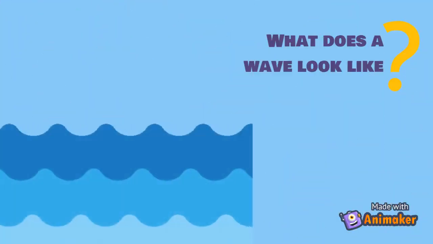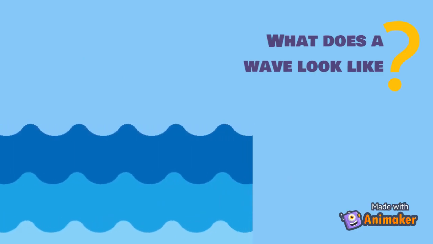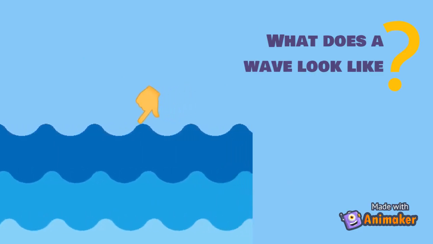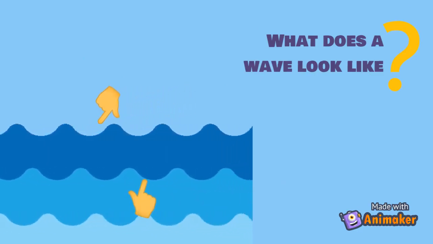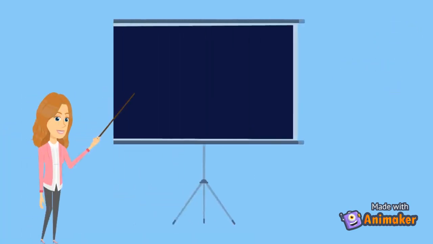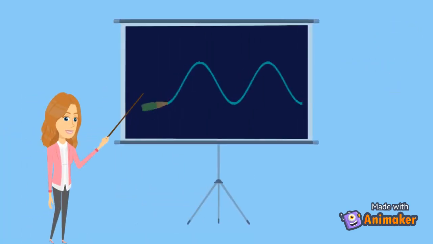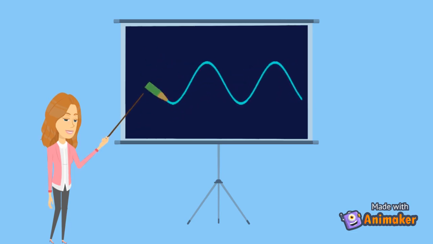Now, how do you think a wave looks like? Just like the waves of the ocean, light waves have a high point called a peak and a low point called a trough. Now, using our fingers, let's draw a wave together. We will start with a peak, then a trough, then another peak, and so on.